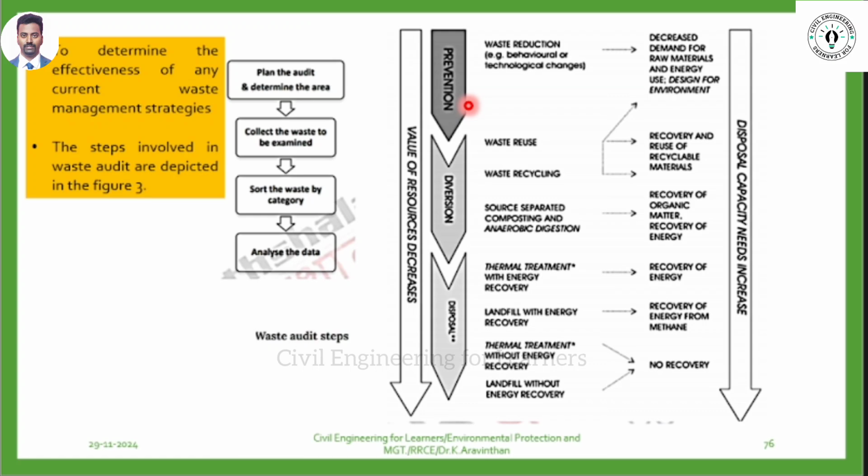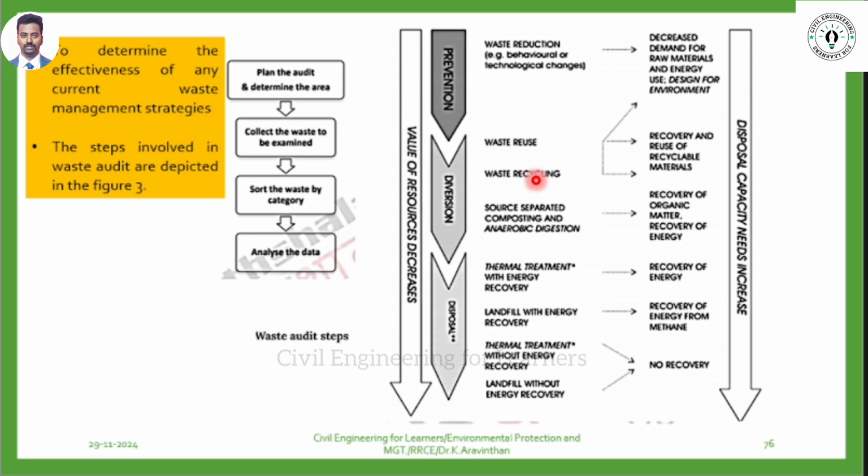Next thing, they divert. What do you mean by divert? After doing the waste audit, they will check that certain products can be decomposed. They will do a decomposition process and use it as compost. Certain things are waste recycling. Recycling is metals. Metals are recyclable. Steel, aluminium, these are all recyclable.